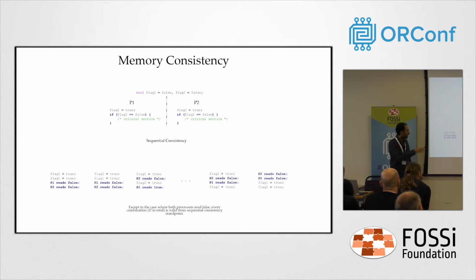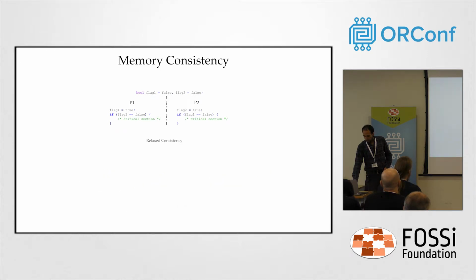In total, there are 4 factorial, that is 24, cases in which we can run these instructions between 2 processors. And the only invalid cases are the cases where both processors read false.